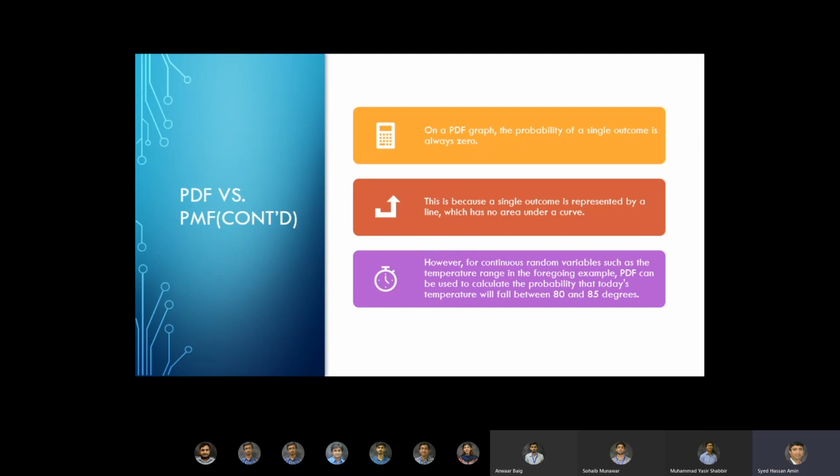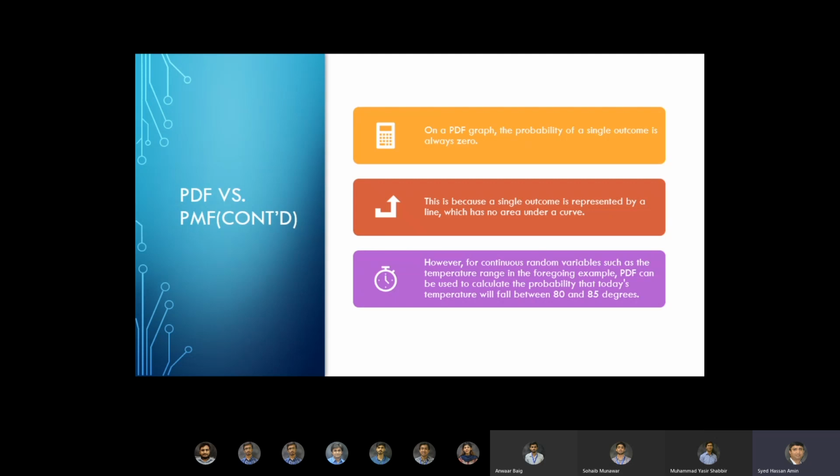If you are dealing with PDF, then in PDF the probability of a single outcome is always 0, because you can't measure it. A single outcome is represented by a line which has no area under the curve. We are essentially using area under the curve to measure PDF, and a line has no area, so we can't really measure it.